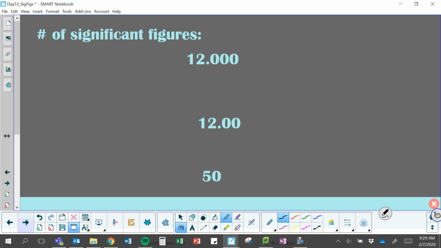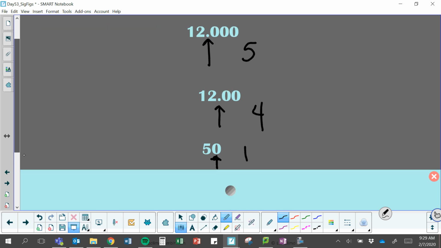You can pause the video. Okay, so this first one, we have a decimal point. So the numbers to the right are significant. So we have 5. Same with this one, you have 4. This next one, there are no decimal places. So that, and this 0 is not sandwiched, so we cannot count it. So it's only one significant figure.